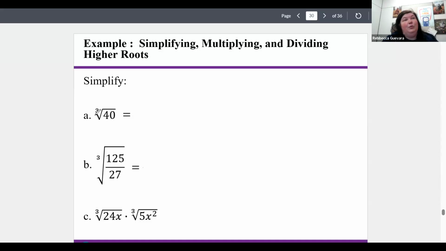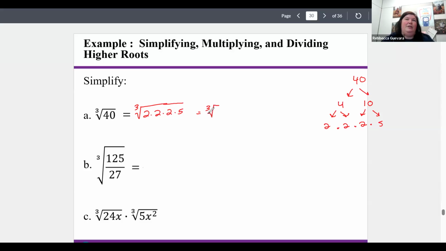So if I'm looking for the cubed root of the square root of 40, or I want to simplify that, let me see. What does 40 break down into? I don't know if you know how to do factor trees, but 40 splits into a 4 and a 10. 4 will split into a 2 and a 2, and 10 will split into a 2 and a 5. So 40 is just 2 times 2 times 2 times 5.